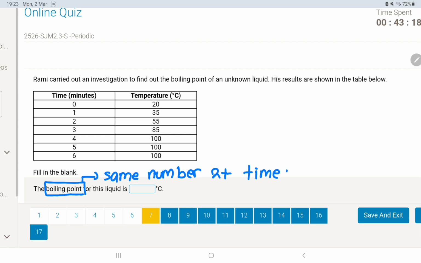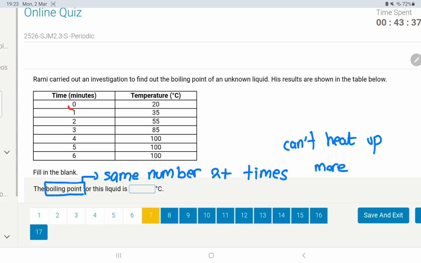Because what does it mean? It means it can't heat up more than this. Khalas, it already became a gas, right? So let's see here. Which substance, which temperature appeared more?